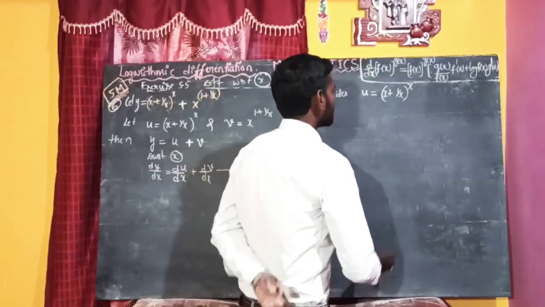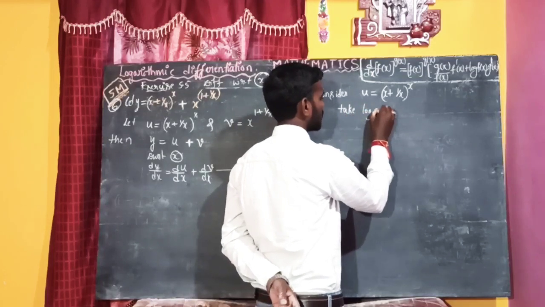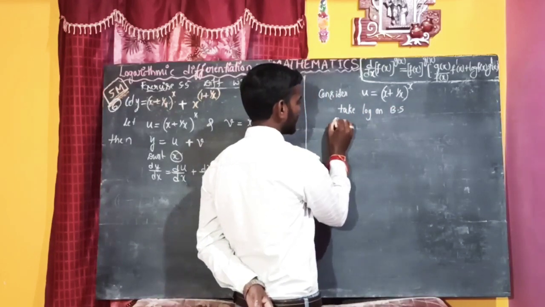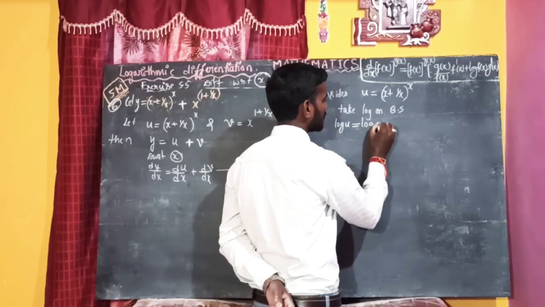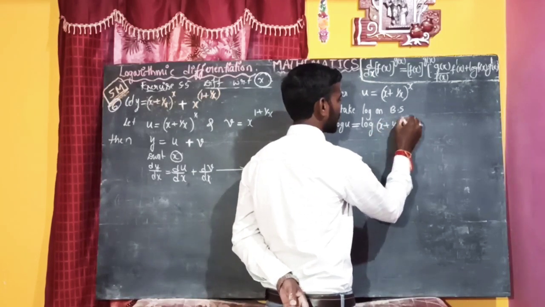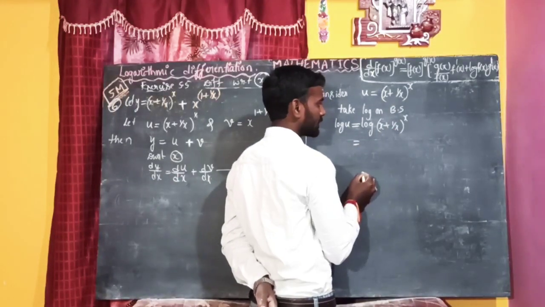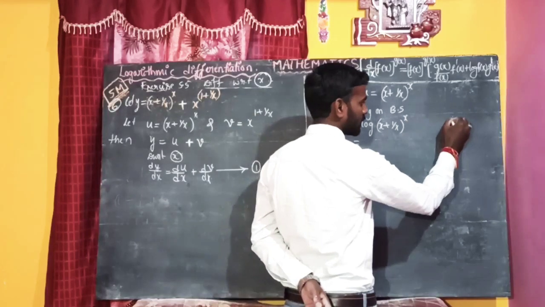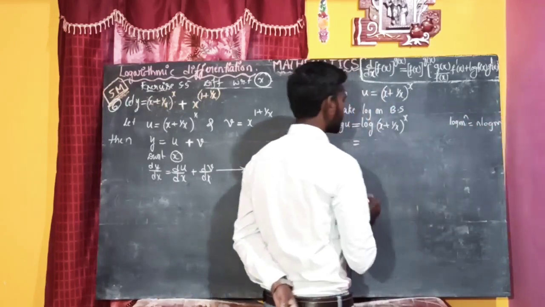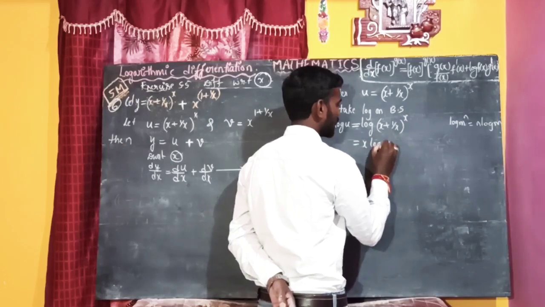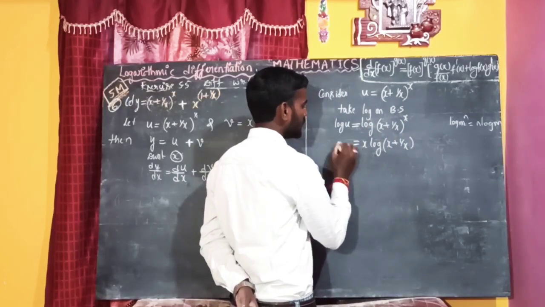Okay, observe guys, now by logarithmic differentiation, take log on both sides. Log u is equal to log of (x plus 1 by x) to the power of x. If I shift this x to the left, this is of the form log m power n. Log m power n can be written as n log m. So this is equal to x into log of (x plus 1 by x). Here the left hand side is log u.